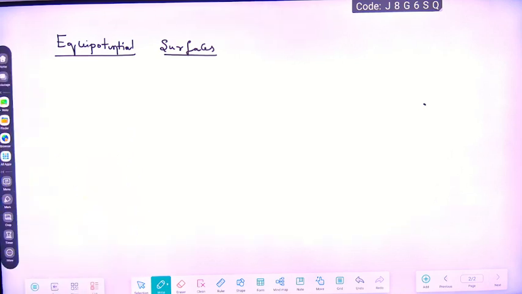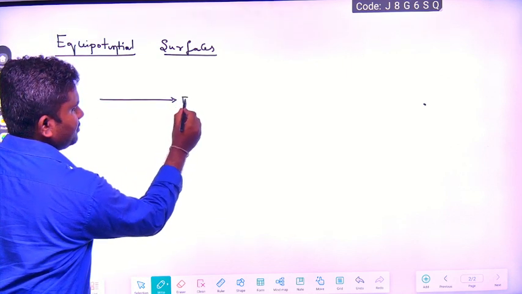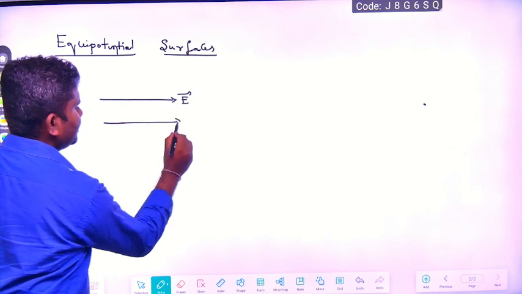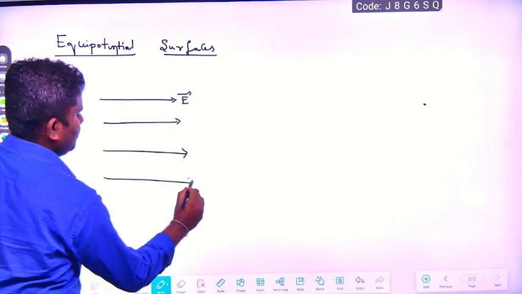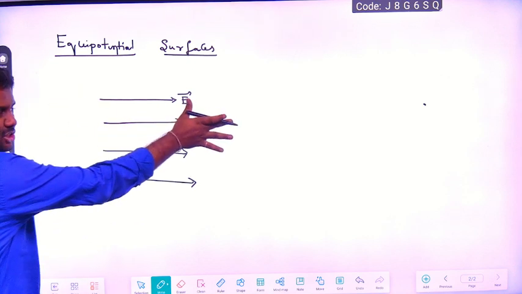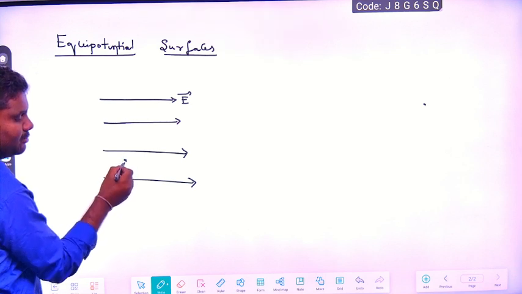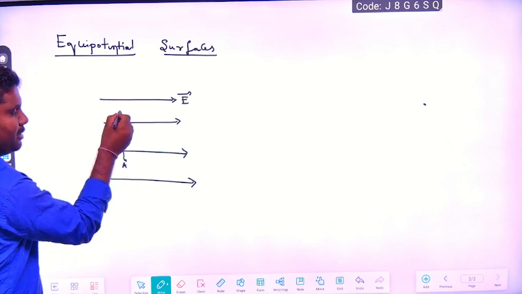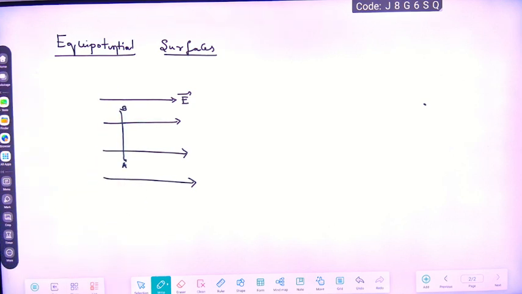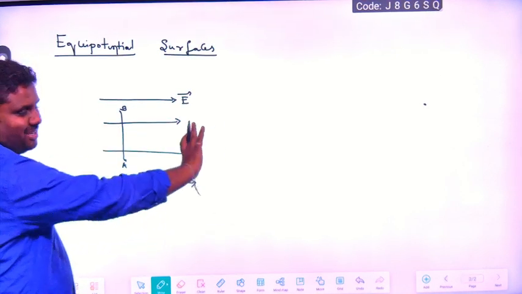Very interesting. For example, I will take electric field lines passing. Now, I will move the charge. The electric field lines are moving in this direction, and I will move the charge from one point to another point. For example, this is point A, and I will move from point A to point B. These are the electric field lines. They are all parallel.